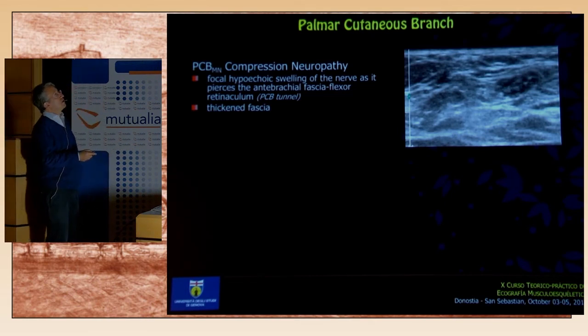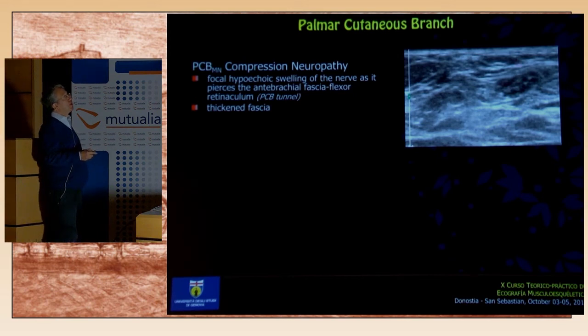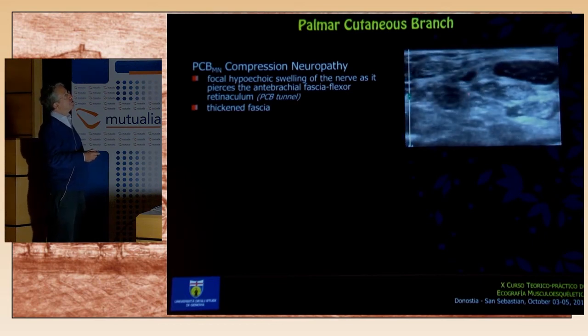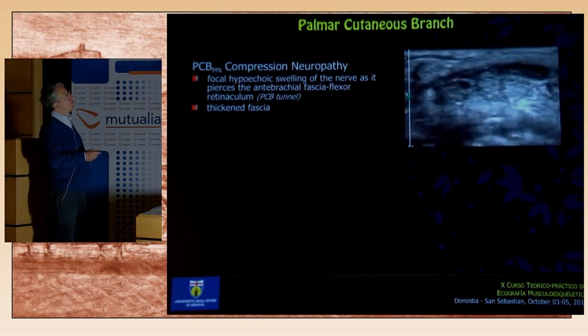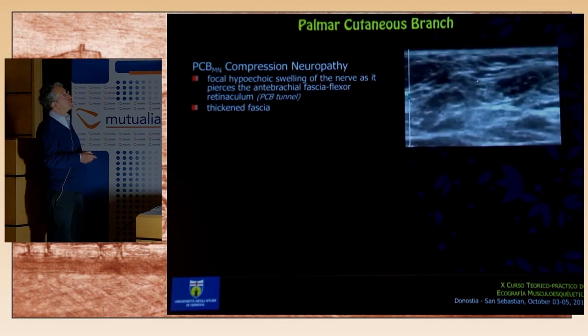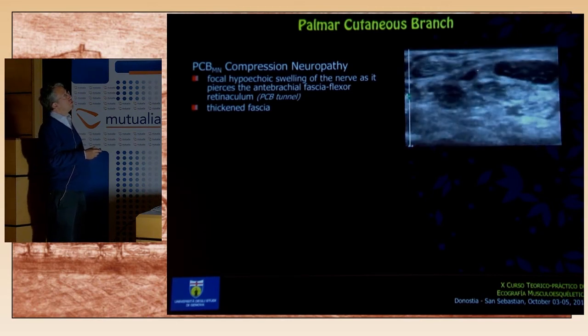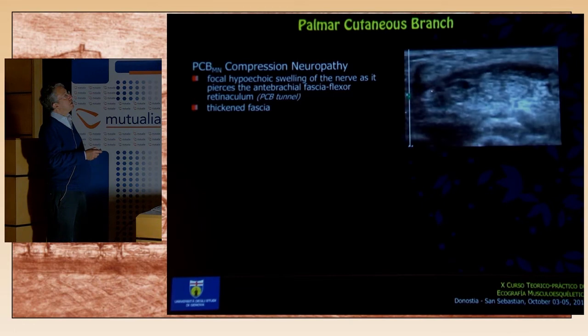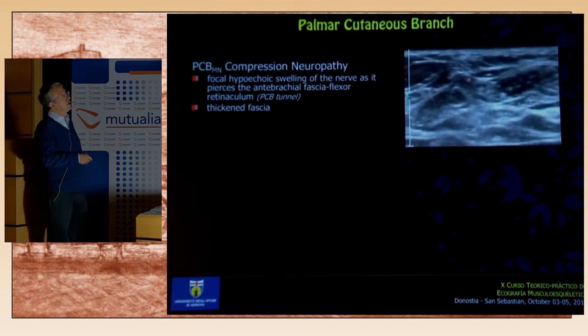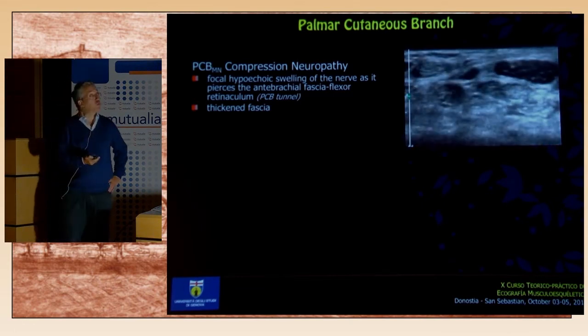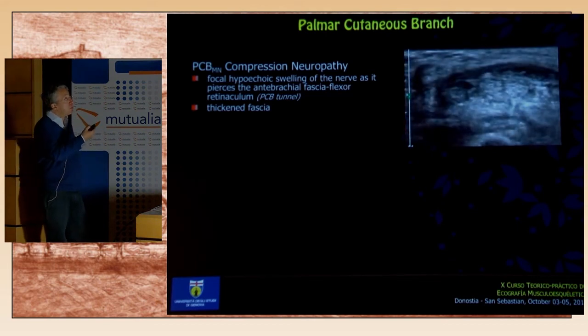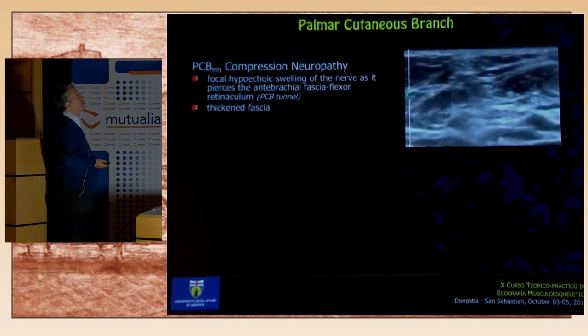So this is an example in which you have a patient with a carpal tunnel syndrome. You recognize here the median nerve. We go towards the carpal tunnel, and you see the swelling of the branch just proximal to pierce the fascia. This is the nerve swelling. This is the fascia. This is the point where the branch enters the subcutaneous. It was compressed there, and ultrasound is perfect to demonstrate these points.